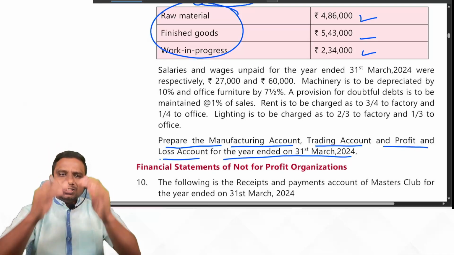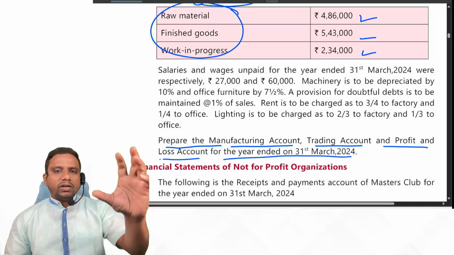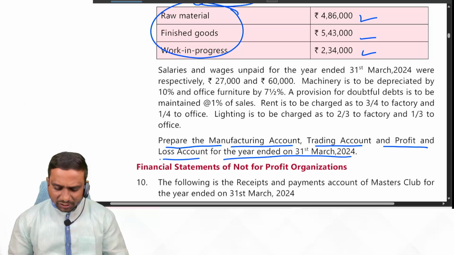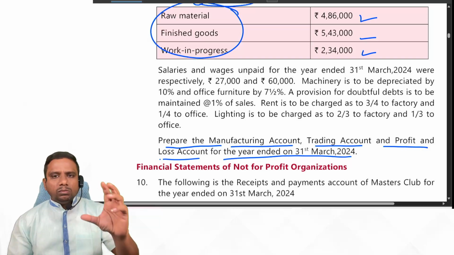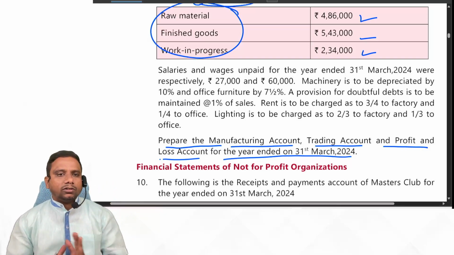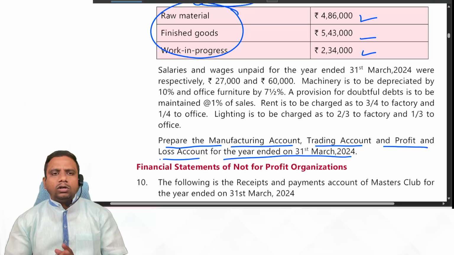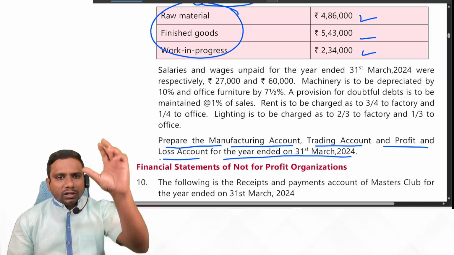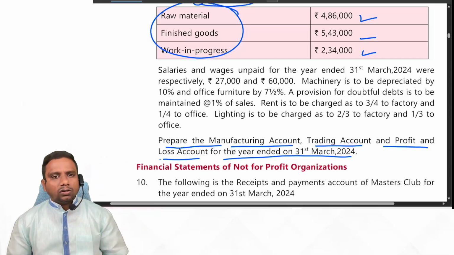So you people first draw all the required formats: manufacturing account, trading account, profit and loss account, and balance sheet. Here the balance sheet they didn't ask. Fine, very good. So only manufacturing account, trading account, profit and loss account. If you want, you can prepare the balance sheet also. No problem at all. You need not prepare it in the examination. For practice purposes, you can prepare. Now, next look at, first you prepare the manufacturing account, trading account, profit and loss account.